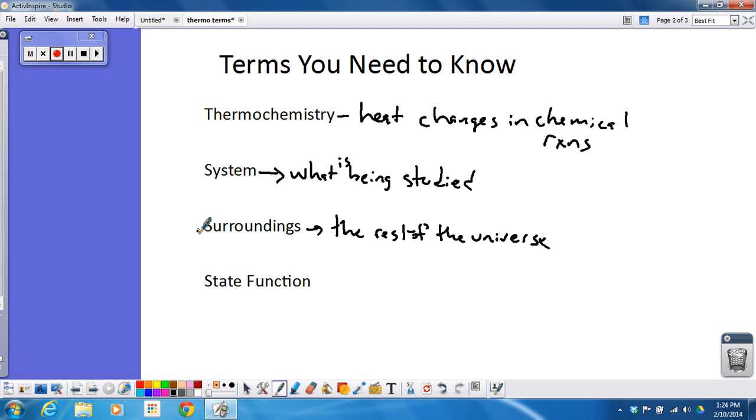A state function is a measurement that is independent of pathway. So what that means is that, for example, you're sitting in a room right now. That room has probably not been at a constant temperature. Sometimes the temperature has been higher in that room, and sometimes the temperature has been lower in that room.